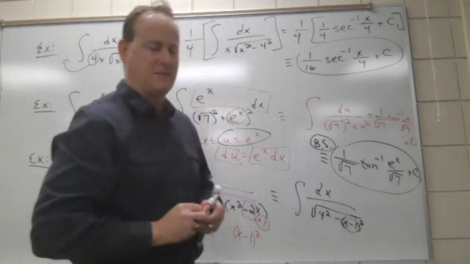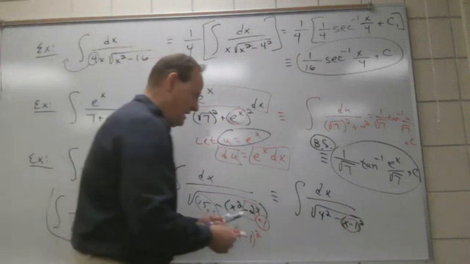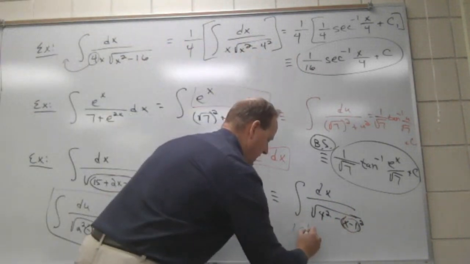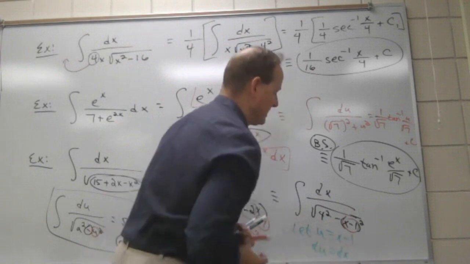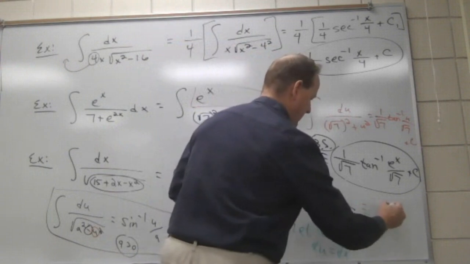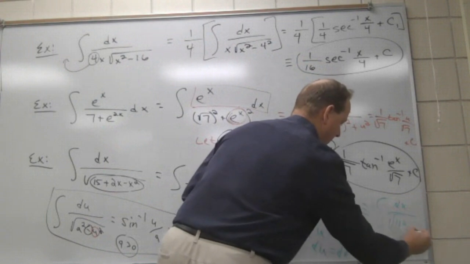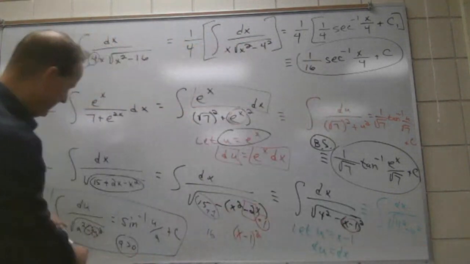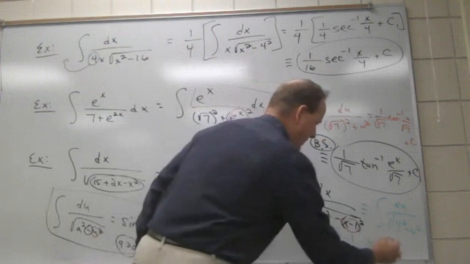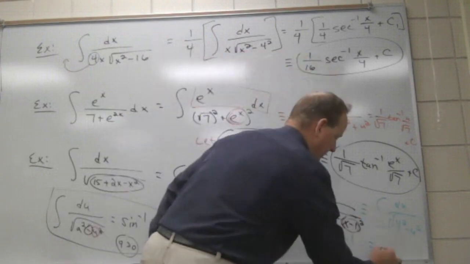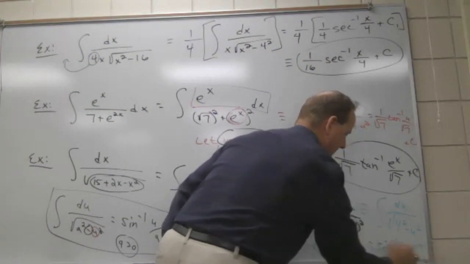So what we can do here is use substitution, and we can say, hey, let's let u equal x minus 1. So if I let u equal x minus 1, what's du equal? du equals dx. Okay, so this really becomes equivalent to the antiderivative of du over the square root of 4 squared minus u squared, which is exactly what this looks like. So using the theorem here, remember there's no 1 over 4 coefficient here, so it's just the arc sine of u over 4 plus c.